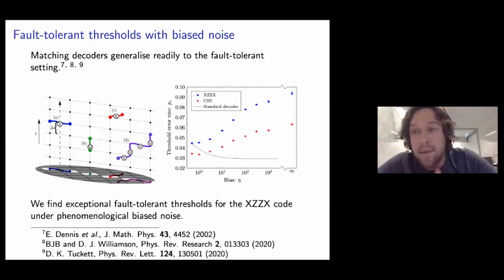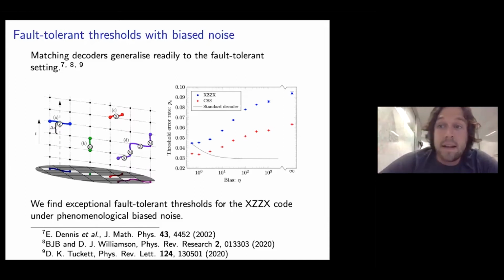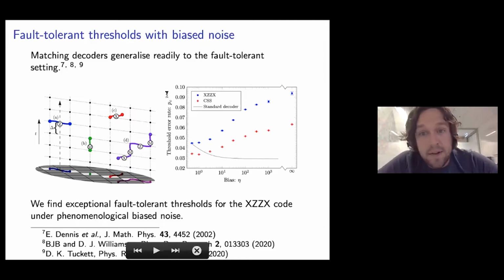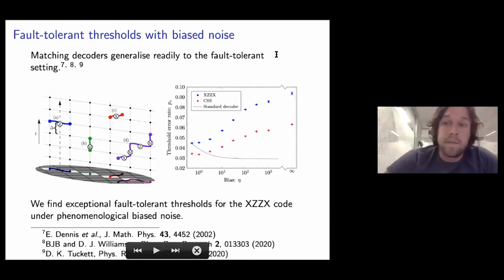This is, by the way, still my work with Pablo and the Steves and David Tuckett. And what we found was the threshold at very high bias goes up towards 10%. It should be at 10%, and I can explain that, but it's a little bit boring. It's pretty close to 10%, so we don't mind too much.